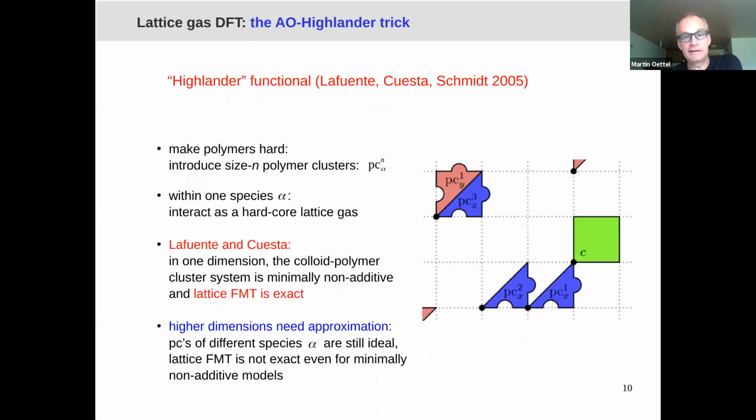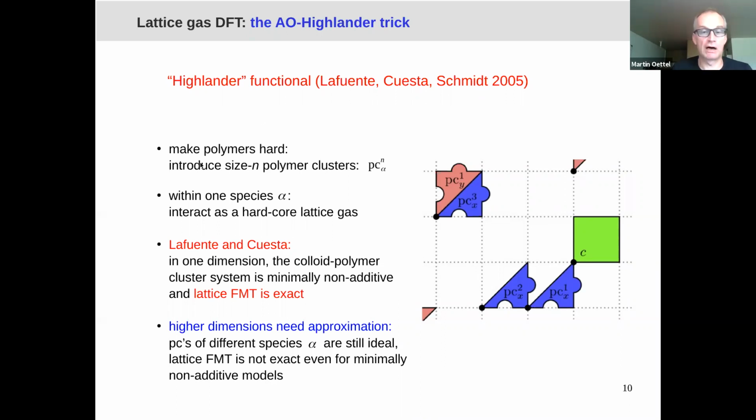So there's a second idea out in the literature on how to treat lattice AO models, which had not been applied to the lattice gas before. And this has been formulated in a paper by Lafuente, Cuesta, and Matthias Schmidt in 2005. In fact, it was actually a comparison between the standard and the so-called Highlander treatment. And here, the idea is as follows.